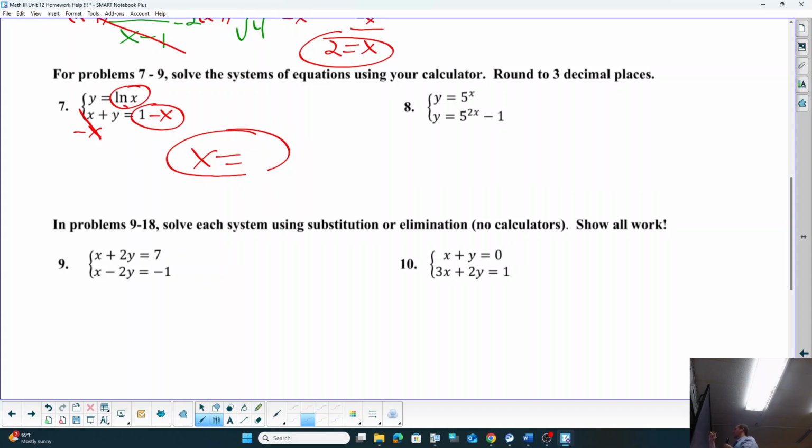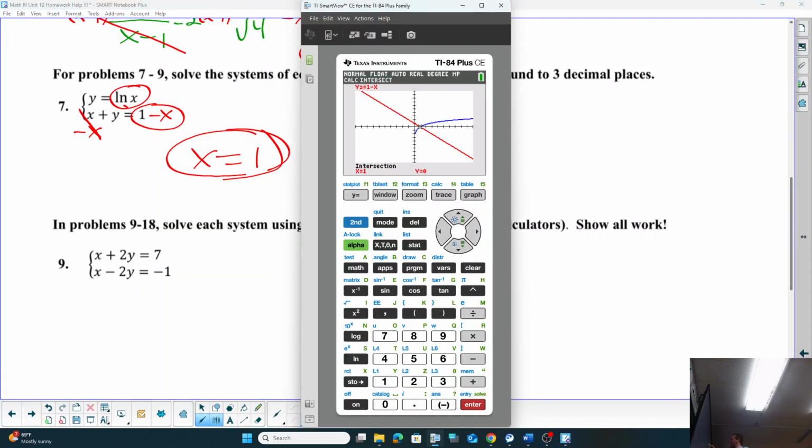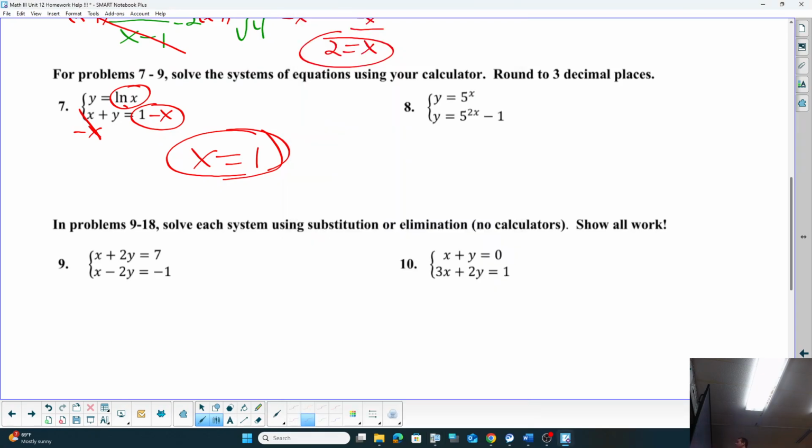That's not 0, it's 1. Oh yeah, it's 1. Let's double check. If you're doing the y value, you need to do the x value. That's right, so the x value, not the y value. Wayo.